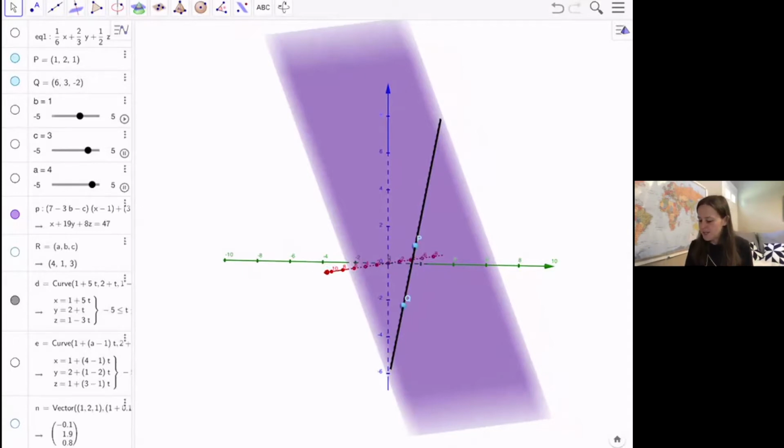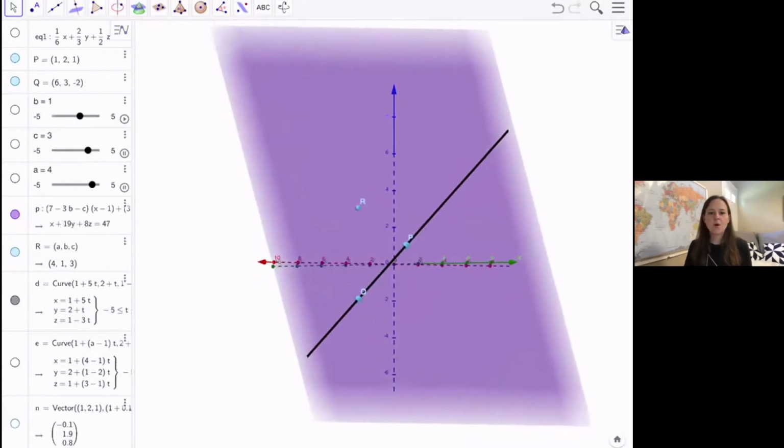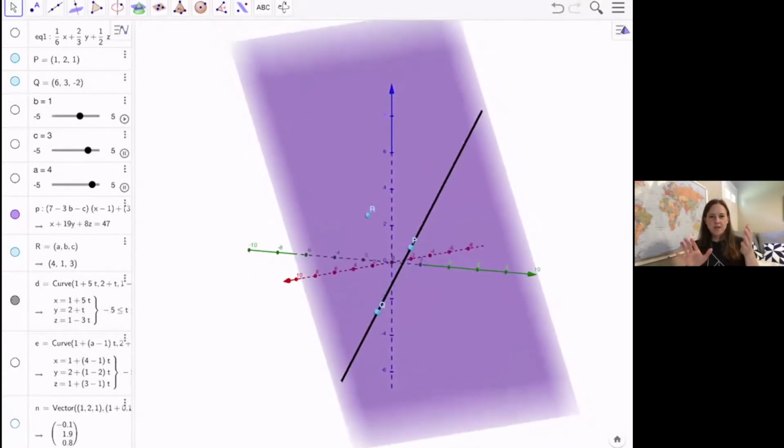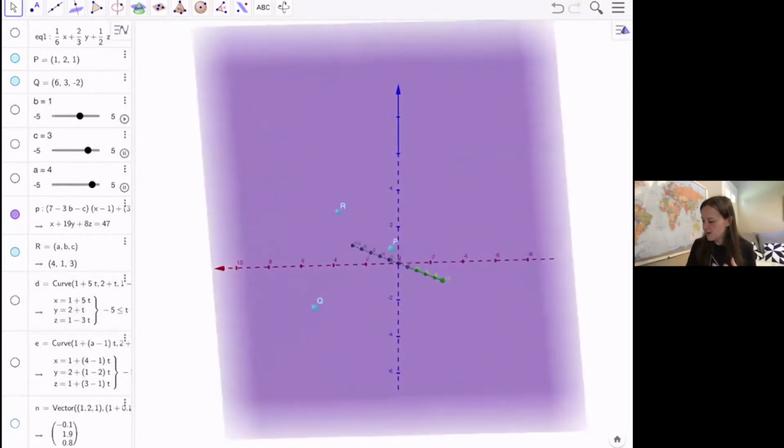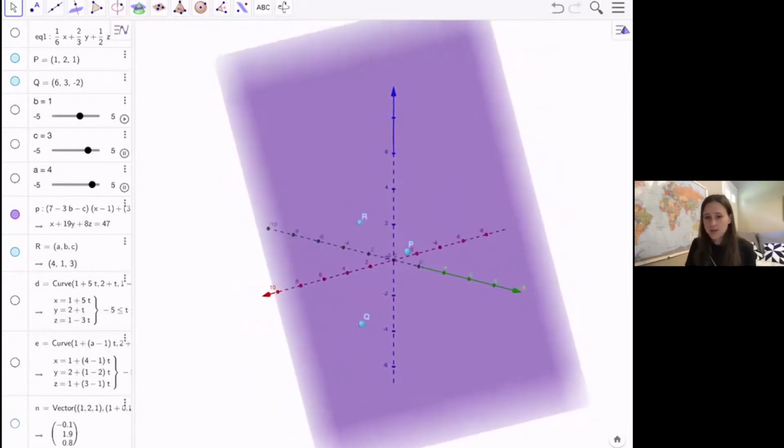So I need to give you another point. If I tell you it also has to go through R, when I try to grab the plane and rotate it about that PQ axis, I can't do it because I'm locked in by that third point. So I at least have to give you 3 points. You can imagine, if you hold your three fingers up, there's only one plane that can land right on top of those 3 points in a specific way.